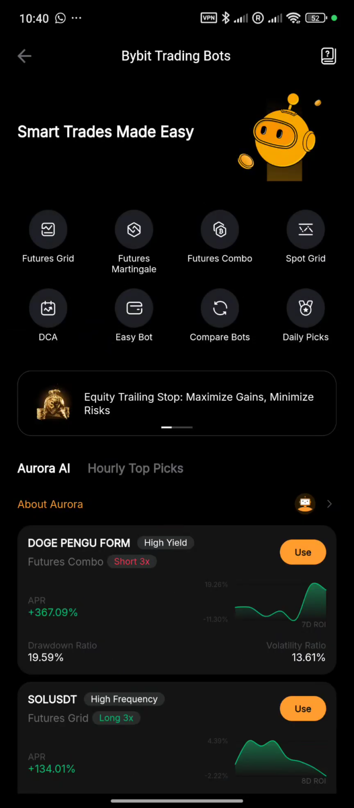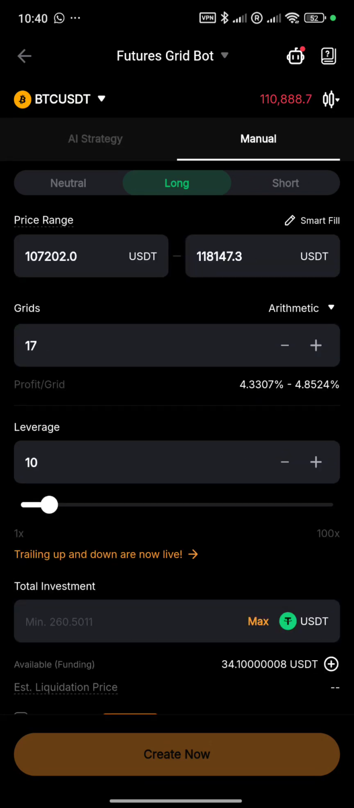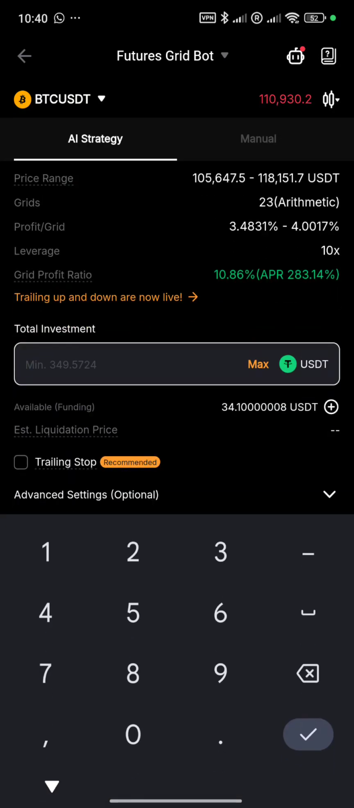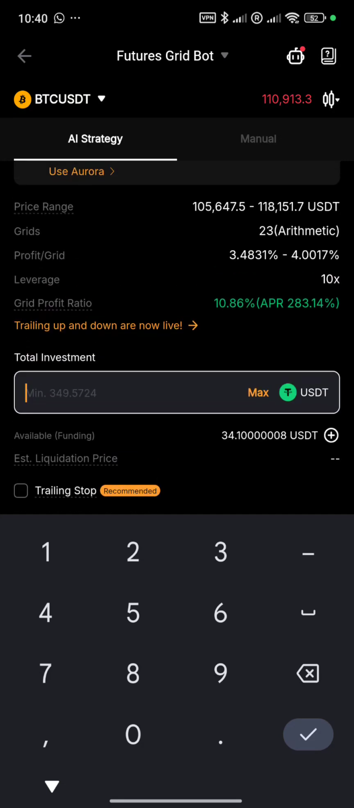If you don't want to use easy boost, just click on features grid. The features grid has the same interface we just went to, and you can choose manual or AI strategy. So just use the AI strategy and input your investment. If you are going for a long, that Bitcoin should continue to go up, I can choose long here and then put the investment amount. The minimum investment varies.